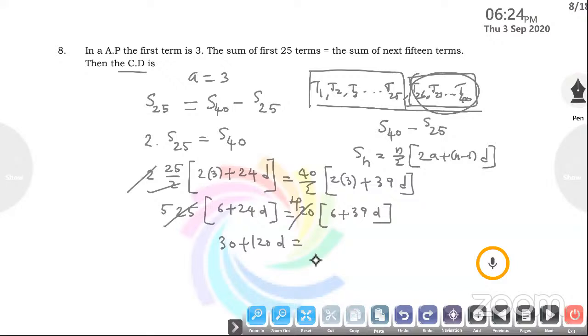This is equal to how much do we have? 24 plus 36 into 3. Therefore this will become 156. 156. And simplify this. 6 is equal to 36d. Therefore, the value of d is given by 1 by 6. So the common difference is 1 by 6. So simple problem on progression.